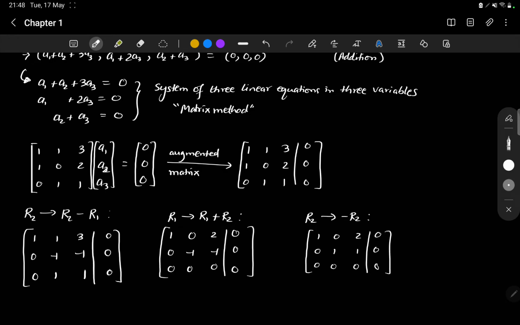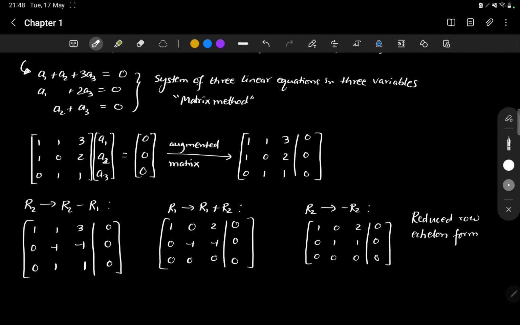So after row reduction we get this. This is nothing but the reduced row echelon form. In reduced row echelon form, each of the pivot elements is 1 and entries below the pivot elements and above the pivot elements are 0. So we have this as the first pivot element, all elements below that is 0. This is the second pivot element, the element above and below that is 0 again. So this is the reduced row echelon form.